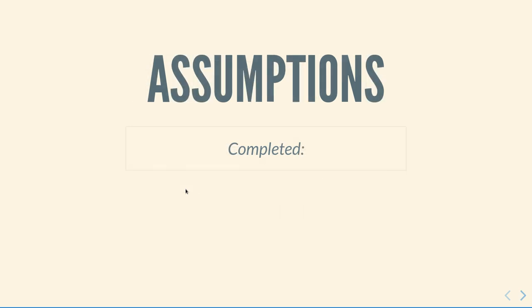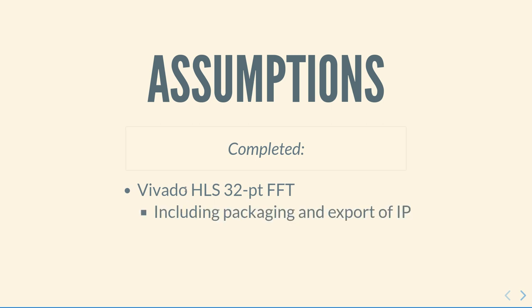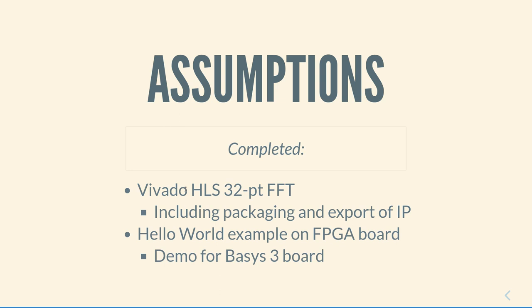The assumption over here is that you have already completed some of the previous videos in this series. In particular, you are familiar with how to implement the Vivado HLS design for a 32-point FFT, including packaging and export of the IP core. Also, you have completed the Hello World example on an FPGA board. The example demo given in the video is for the BASIS 3 board. If you have another board, you will need to modify it appropriately.